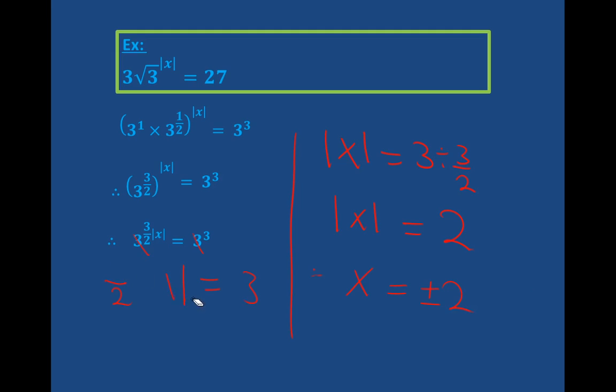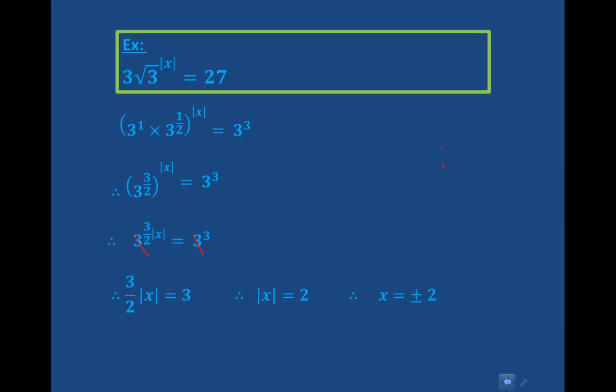You can see all these steps again here. 3 over 2 absolute value of x equals 3. Therefore absolute x equals 2. Therefore x equals positive or negative 2.